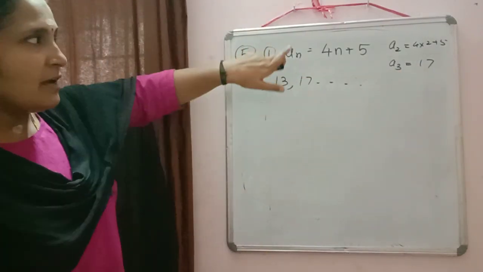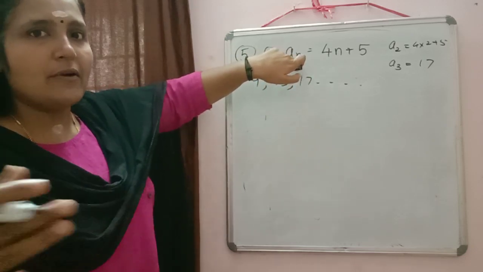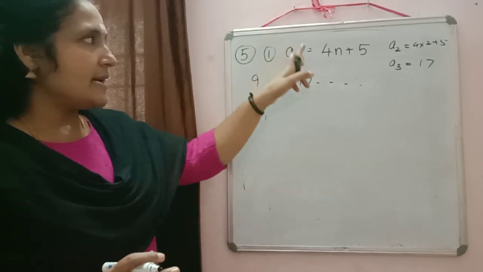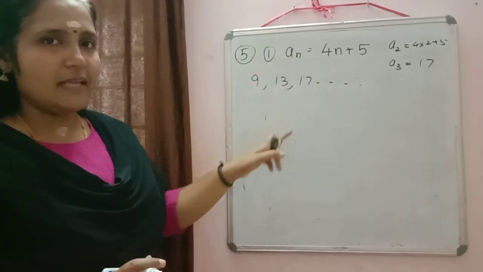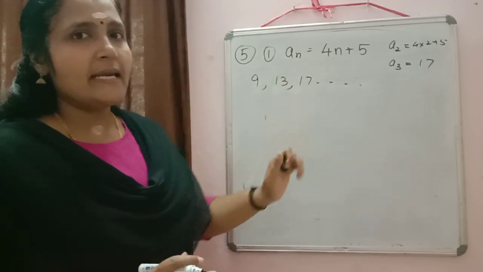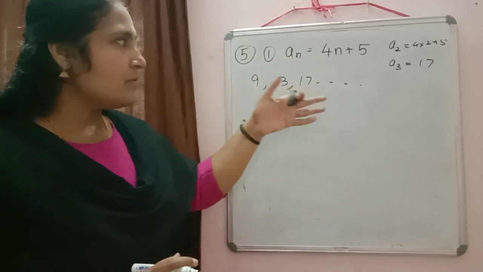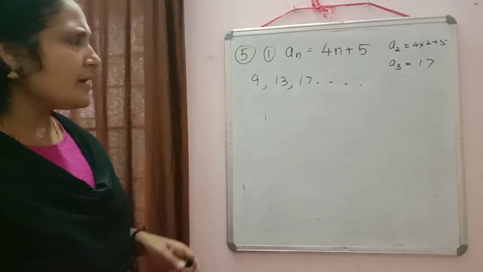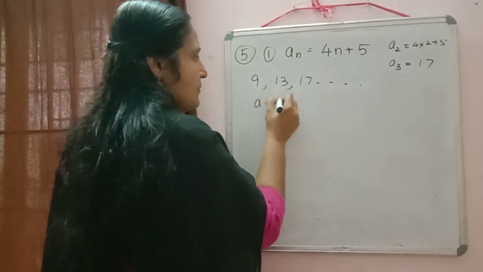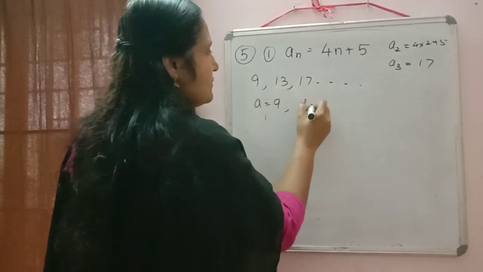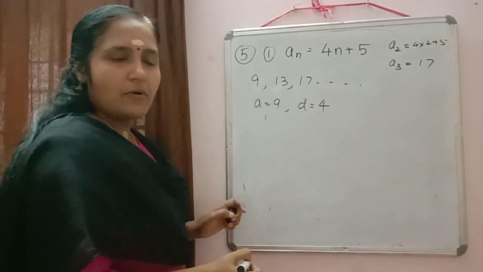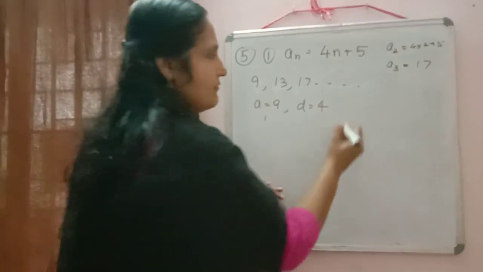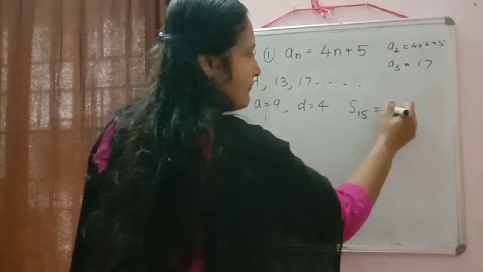How we did? We have substituted n is equal to 1, 2, 3, 4 to get the AP. Is it clear? This is the nth term given, general term of the AP. That's why it is called general term, because if we substitute n is equal to 1, 2, 3, 4, we will get our AP. Now we have our AP. Here we have A is equal to 9, D is equal to 13 minus 9, 4. What we have to calculate? Sum of 15 terms. S15 we have to calculate.